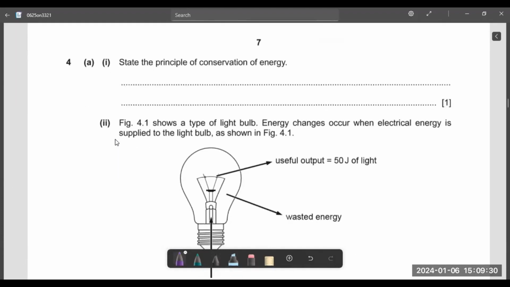Next, state the principle of conservation of energy. It is: energy cannot be created or destroyed. This is the principle. Energy cannot be created or destroyed.